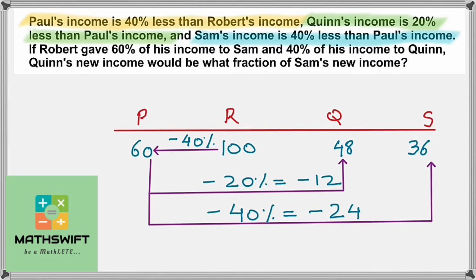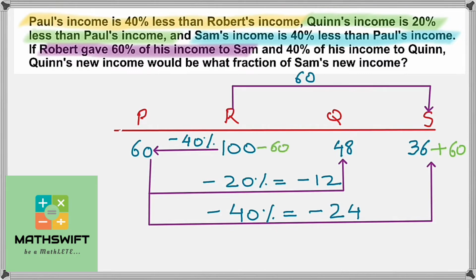If Robert gave 60% of his income to Sam, that is, he gives 60 units to Sam. So the amount that Sam now has is 36 units that he already had plus 60 units that Robert gave him, and Robert is left with 60 units less. Robert also gave 40% of his income to Quinn. So Robert is now left with 40 units less and Quinn gets an additional 40 units.